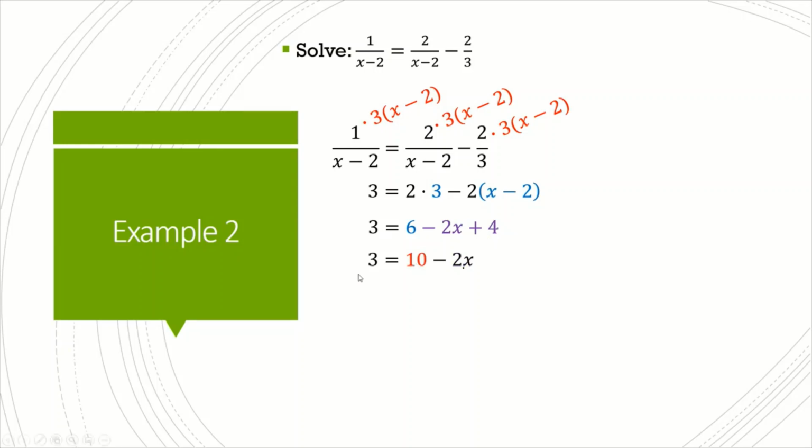Now I'm going to subtract 10 from both sides. I get negative 7 equals negative 2x. I'm solving for x, so I want to divide both sides by negative 2. That's negative 7 divided by negative 2, and the negatives cancel out, leaving you with just 7 over 2.